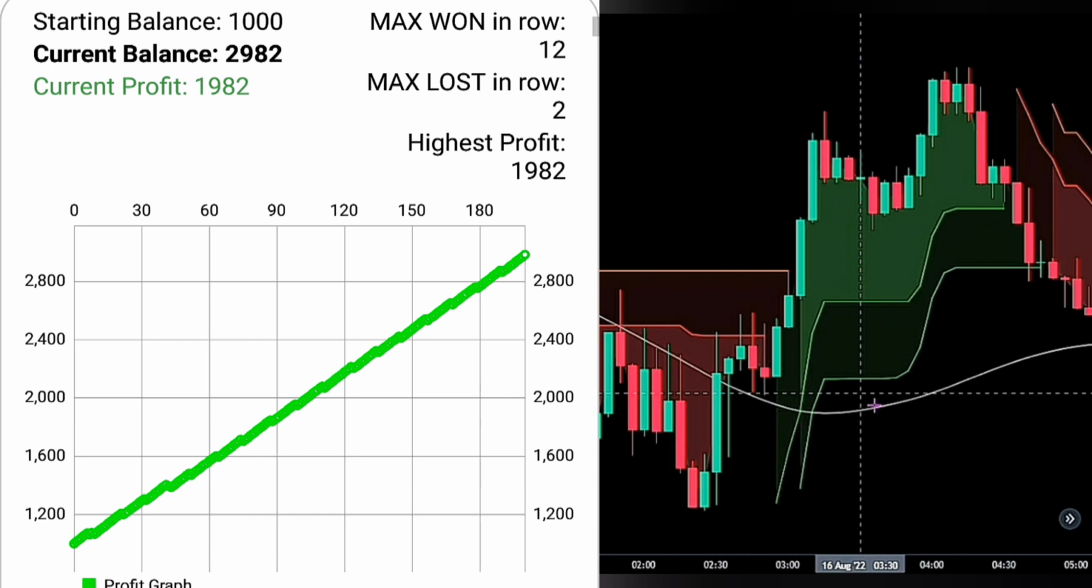The profit factor for this strategy is looking good, I guess, and we had 12 wins in a row against just 2 losses in a row. So yeah, I'm definitely happy with these results.